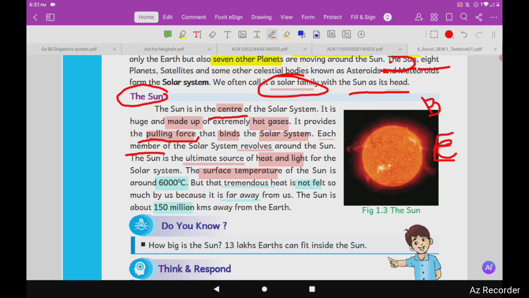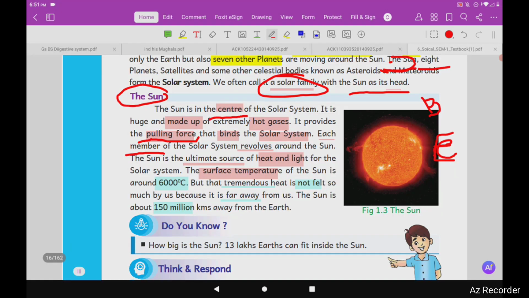Revolving means moving around the sun or any other body, whereas if a body turns around its own axis, it is called rotation. That is revolution. Here all the planets, asteroids, comets and meteorites are revolving around the sun. Why? Because they are all bound by the pulling force of the sun. Because its mass is very big, it is attracting them.